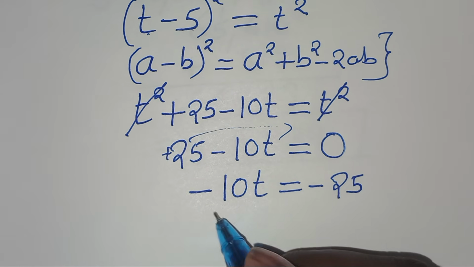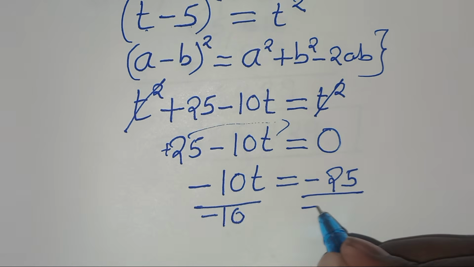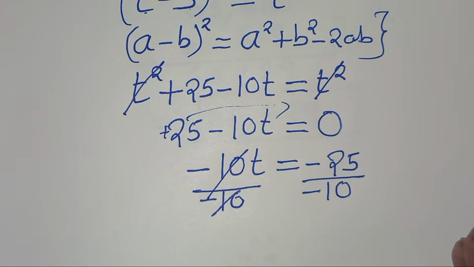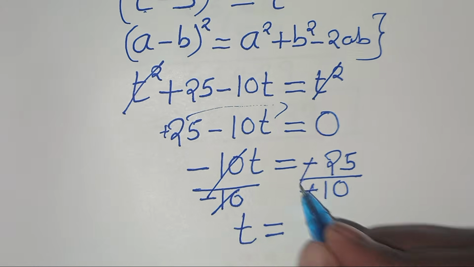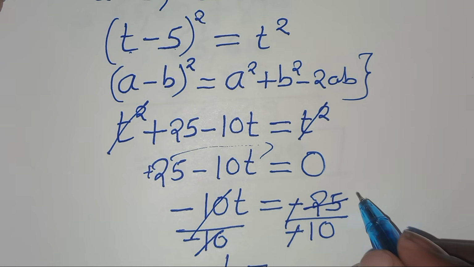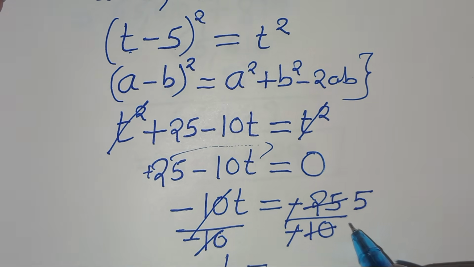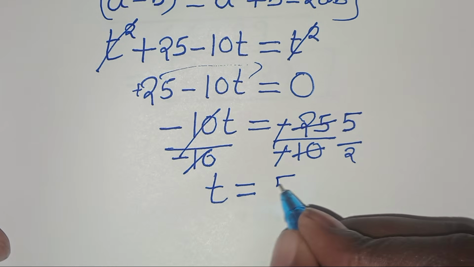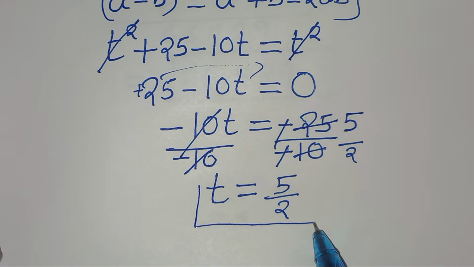Now to solve for t here, let's divide both sides by minus 10. So if we simplify here, we have that the value of t is equal to 25 over 10, which we can simplify here. 25 divided by 5 is 5, and 10 divided by 5 is equal to 2. So we have that the value of t is equal to 5 over 2.